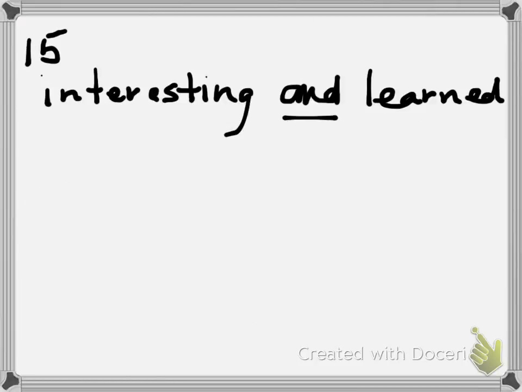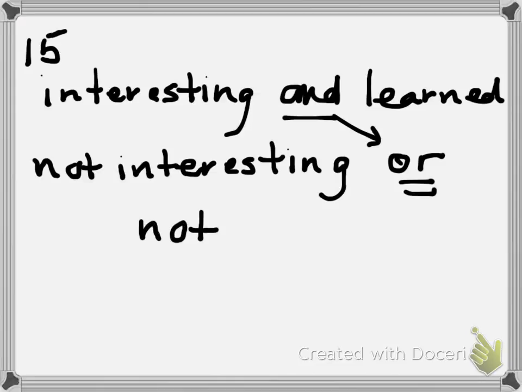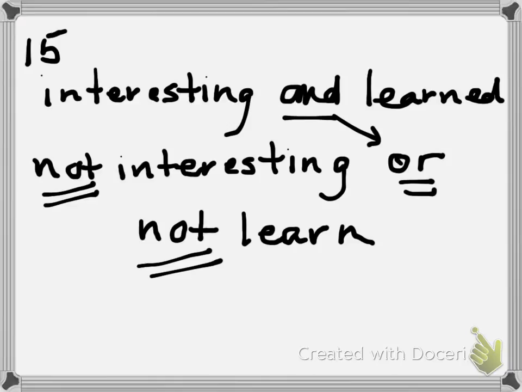Number 15 is the negation of a conjunction. And by De Morgan's, you're going to negate the first part. So this course is not interesting. Or you have to change the and to an or: I did not learn a lot. So there are two parts to De Morgan's. Not interesting, or that you did not learn a lot. And that would be choice C.